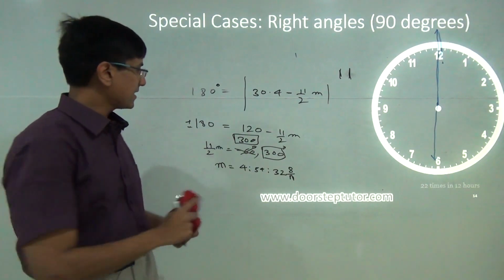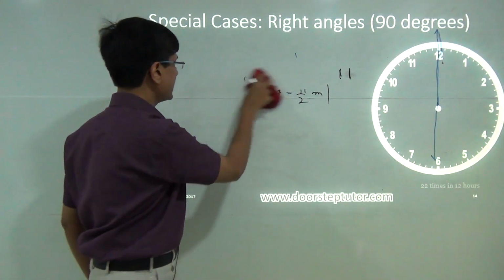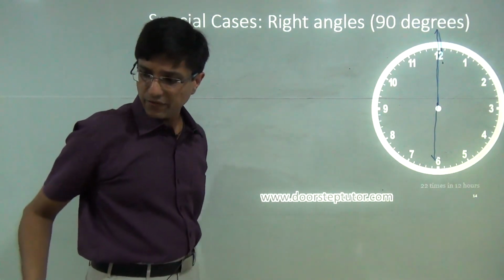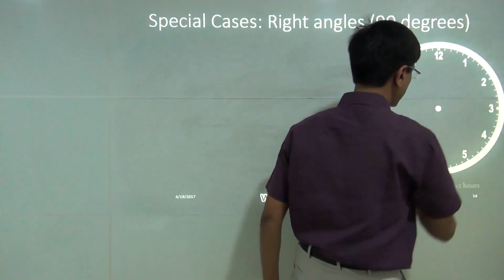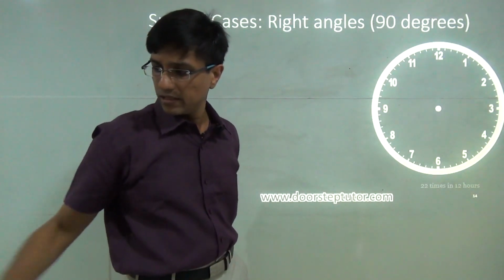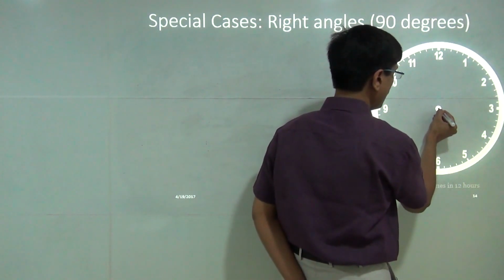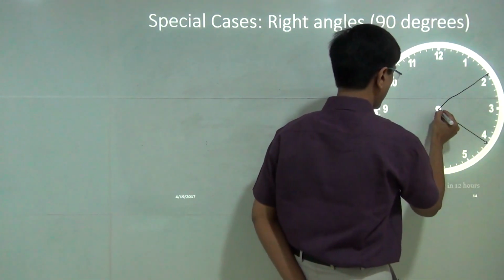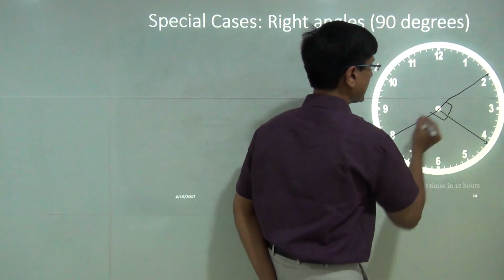Now, let's take the last special case, which is commonly asked in the examination, which is 90 degrees. Because of symmetry, there was only one case where the hands were in a straight line or coincident for every hour, right? For every hour there was one such case. However, for 90 degrees, there are two different configurations of the watch, roughly, right? This is a rough diagram, where the hands would be at 90 degrees.